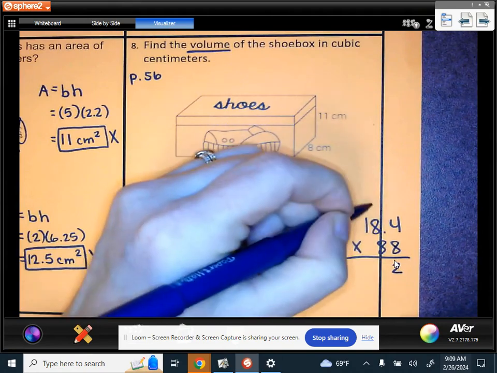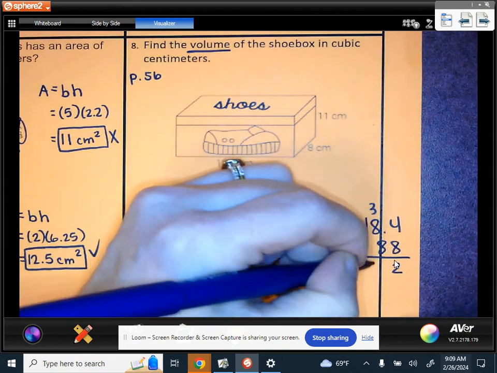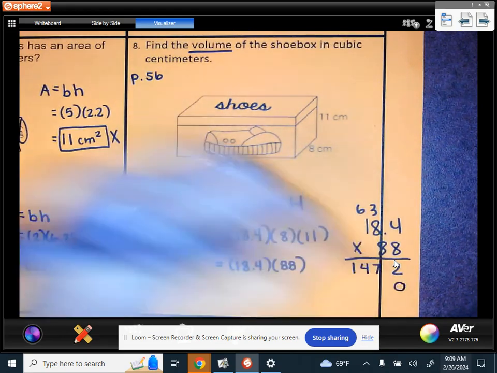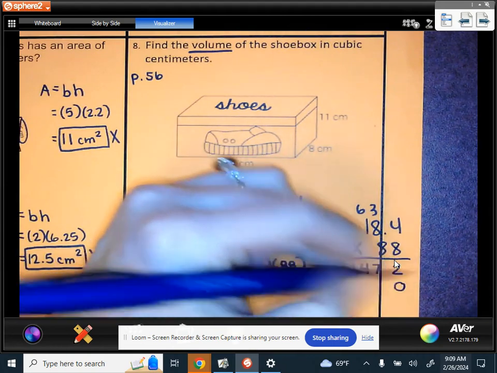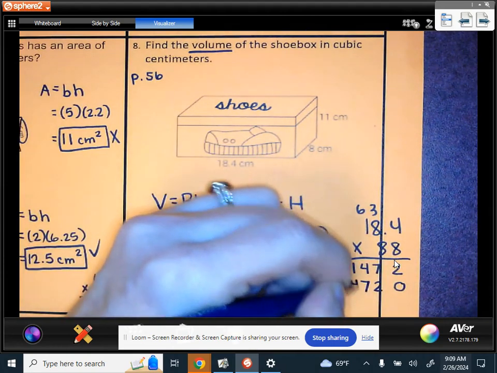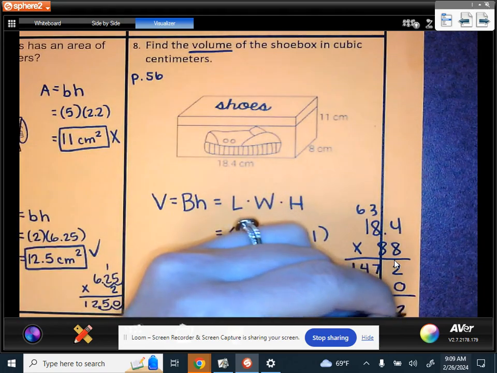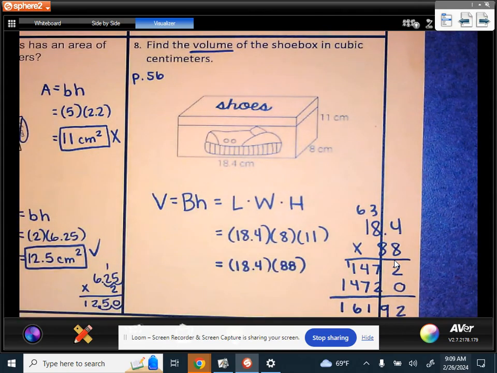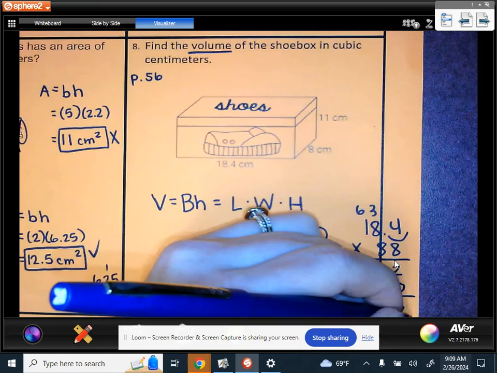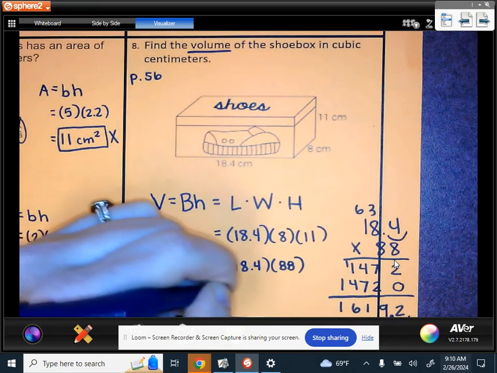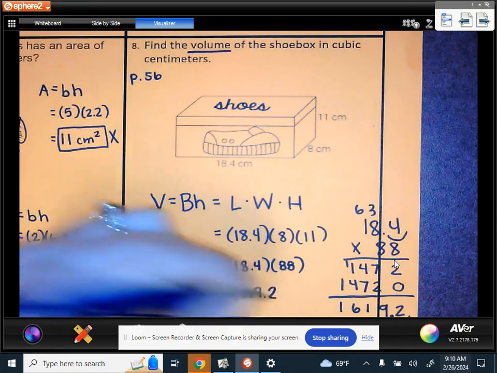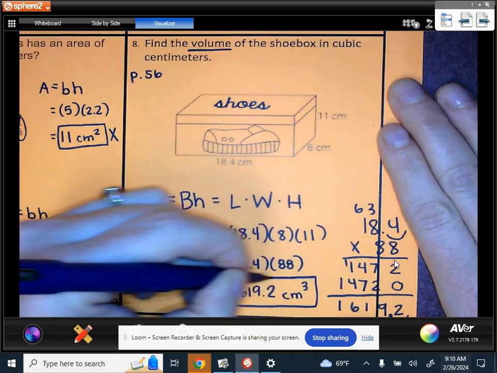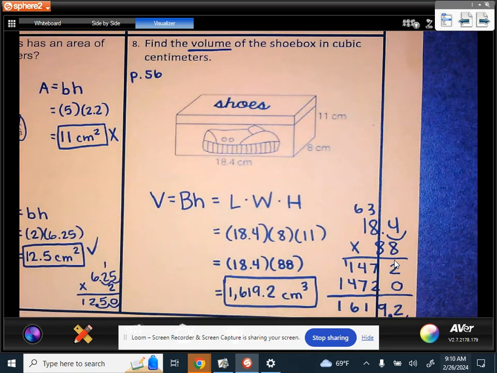8 times 4 is 32. 8 times 8 is 64, plus 3 is 67. 8 times 1 is 8, plus 6 is 14. I put my placeholder 0. Because this is another 8, it's going to be the exact same numbers, just pushed over 1 because of that placeholder 0. Okay, when I do that multiplication, I get this, but I have to remember there was a decimal in my problem. There has to be a decimal in my answer. So I got 1,619.2, and it's going to be cubic centimeters. Remember that volume is measured in cubic units. So that's what would go on the end of my answer.